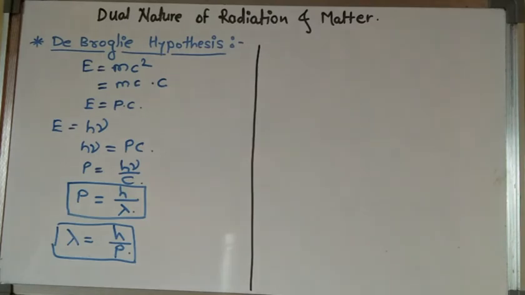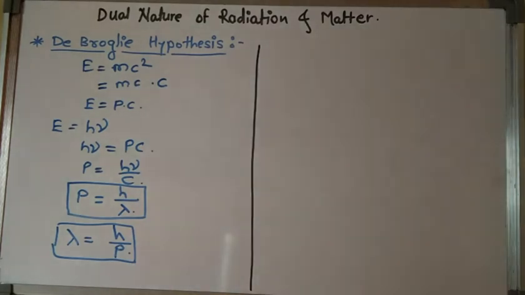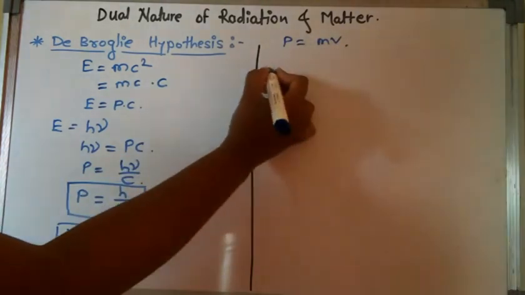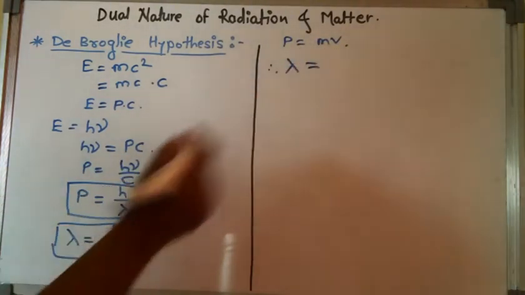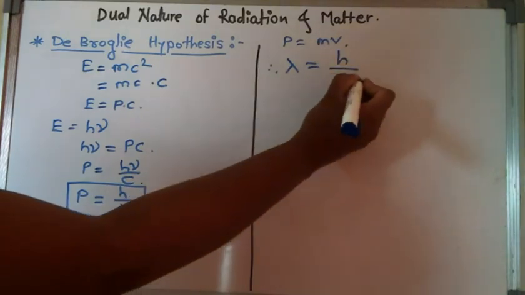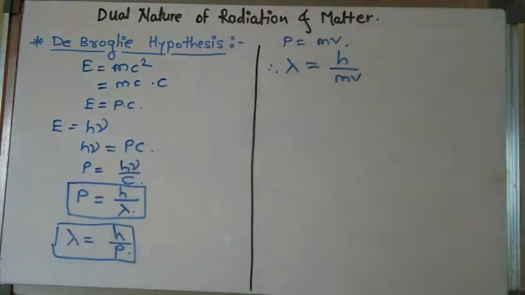In that, this momentum p is again equal to m into v. Therefore we can write lambda is equal to h divided by m into v. When a particle or radiation or matter is moving with velocity v, then we can write lambda is equal to h upon m into v. This is known as de Broglie's wavelength.